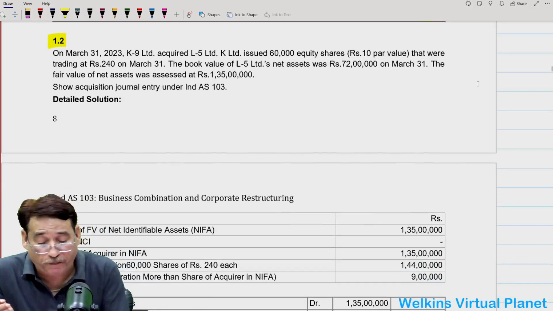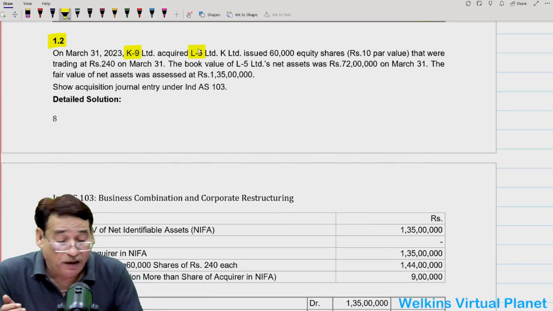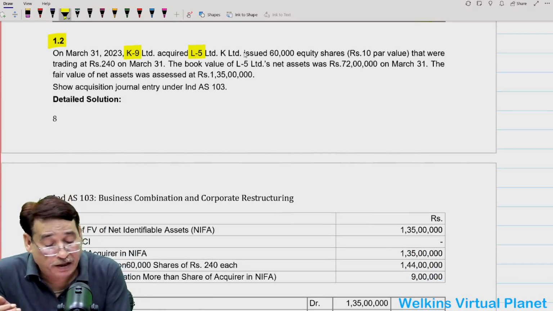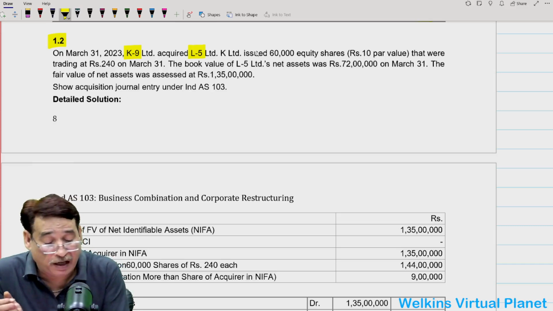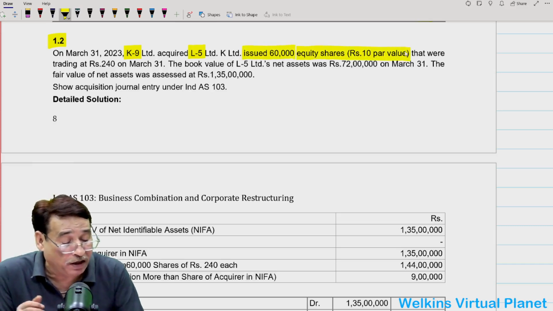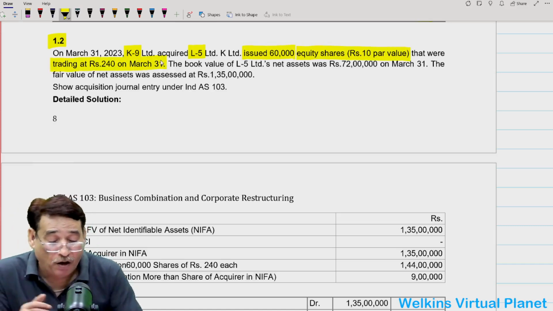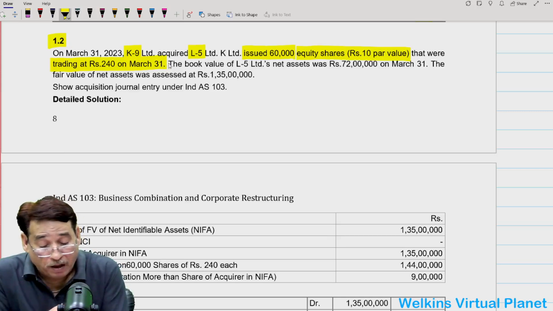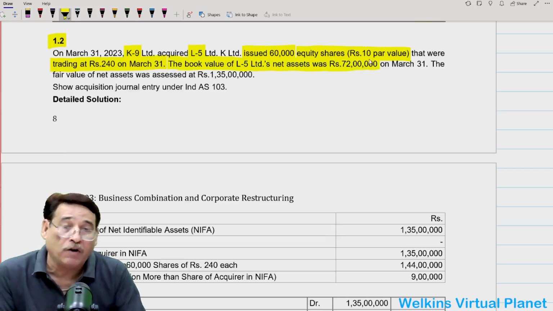On 31st of March 2023, K9 Limited acquired L5 Limited. And it is stated that in order to acquire L5 Limited, K9 Limited issued 60,000 equity shares of rupees 10 each, and that were trading at rupees 240 on the date of acquisition. The book value of L5's net assets was 72 lakh on 31st of March.